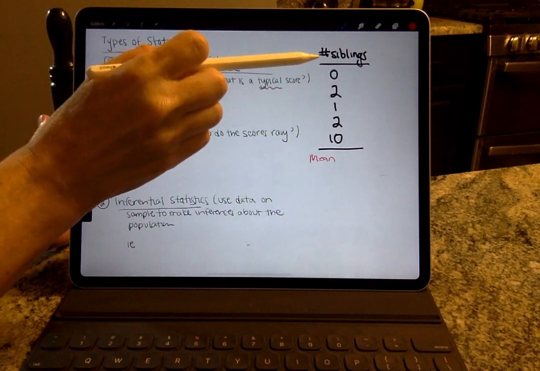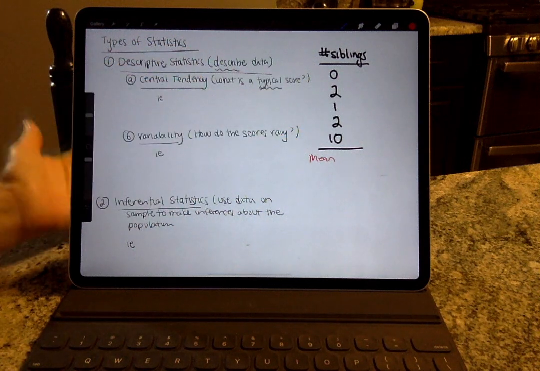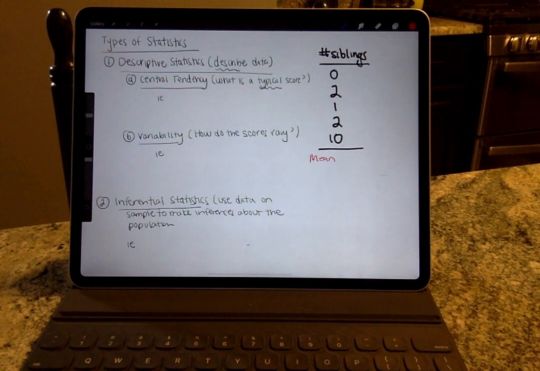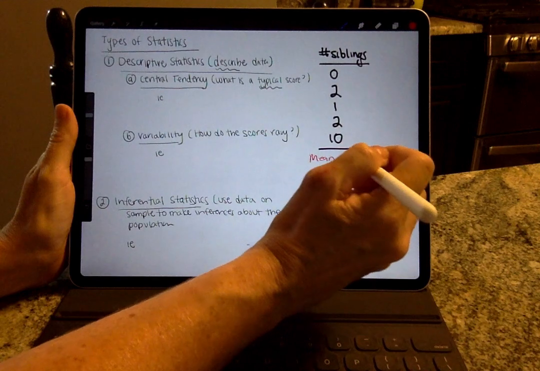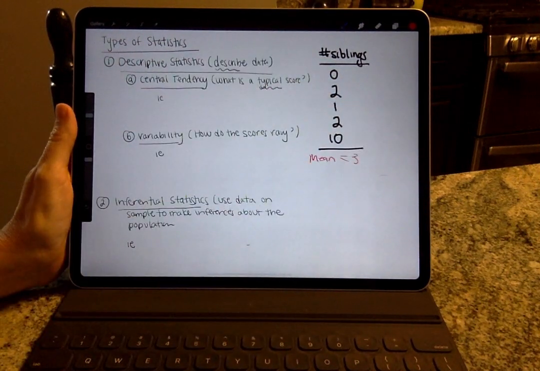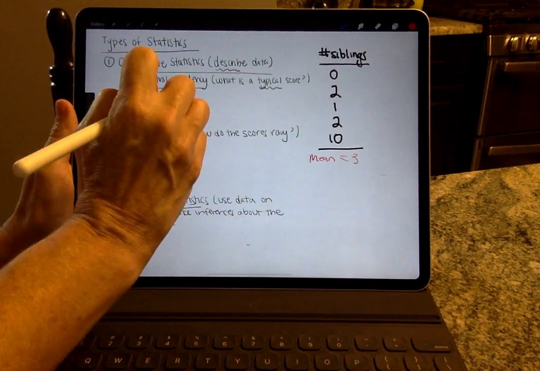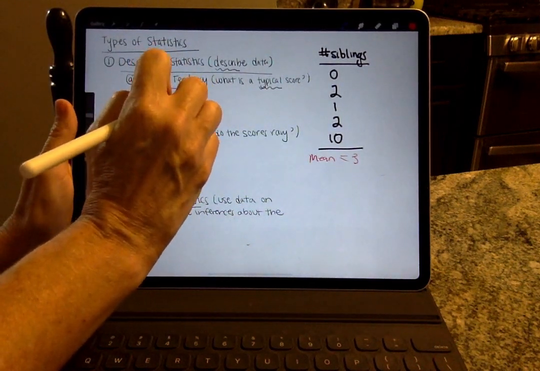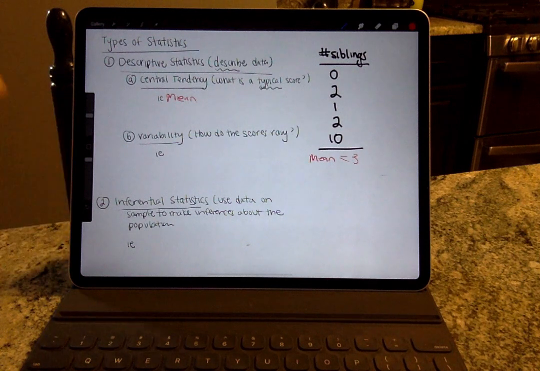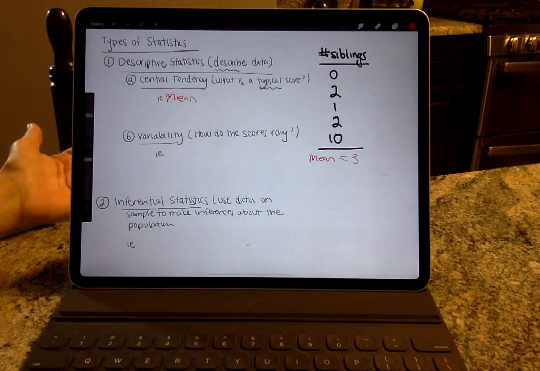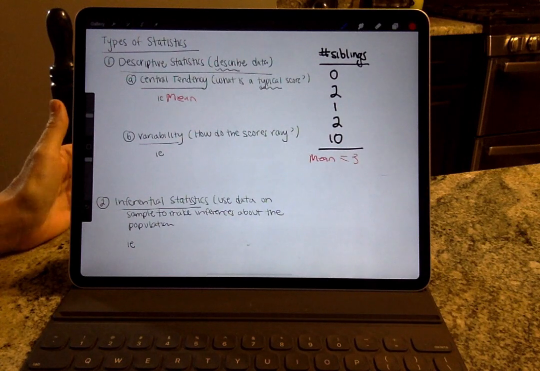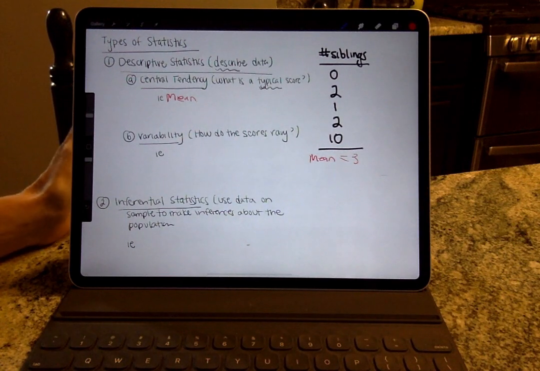To calculate a mean, we're going to add up all 5 scores and divide by 5. So 0 plus 2 plus 1 plus 2 plus 10 is 15. 15 divided by 5 is 3. So the mean of this data set is 3. And the mean is probably the most commonly used measure of central tendency.